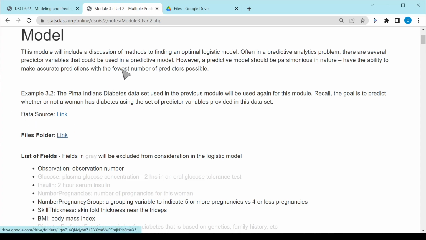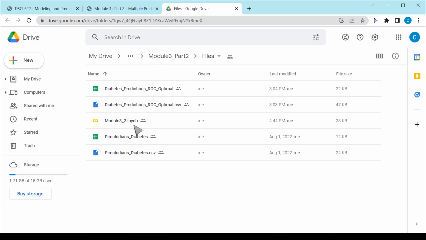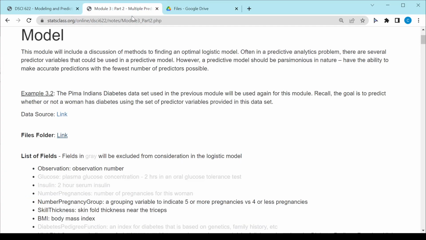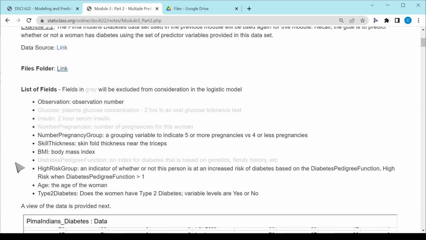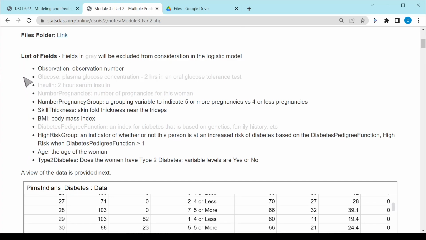The files folder is here, and provides the Colab document, the data set, and then the predictions from our final models here. There were several fields in this data set. Some of them have been grayed out here, and I'm not going to include those in our logistic model. We are trying to predict diabetes, and there is information about insulin intake and glucose concentration, which obviously is going to predict diabetes. But the goal here is to see which of these other predictor variables could be used to identify whether or not somebody has diabetes.